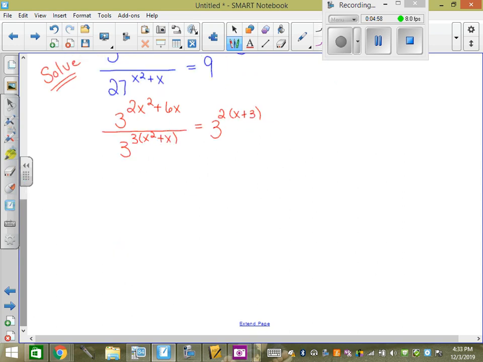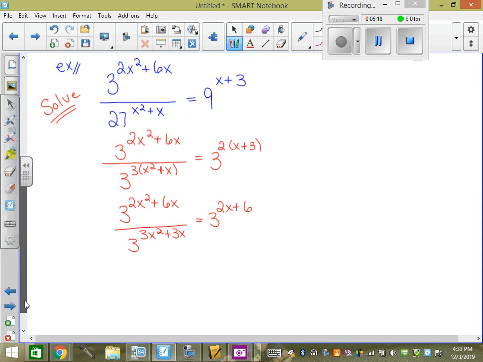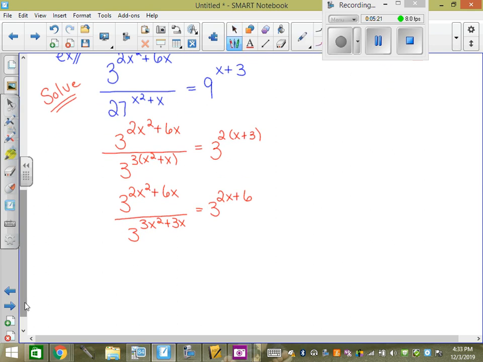So we get 3 to the 2x squared plus 6x over 3 to the 3x squared plus 3x equals 3 to the 2x plus 6. And then this is where everyone drops the exponents off. But you can't drop the exponents until you have base equals base. So you have division, and you're going to need to subtract, because when you have two bases and you have division, you subtract. So you get 2x squared plus 6x minus 3x squared plus 3x, equals 3 to the 2x plus 6.